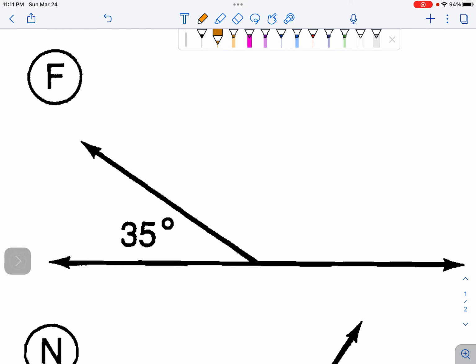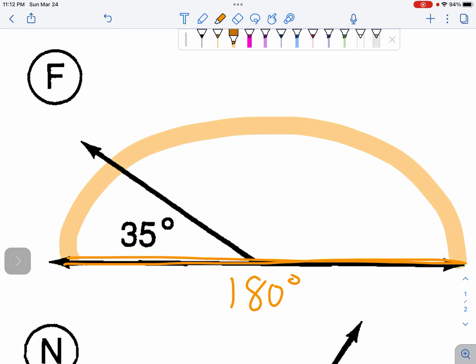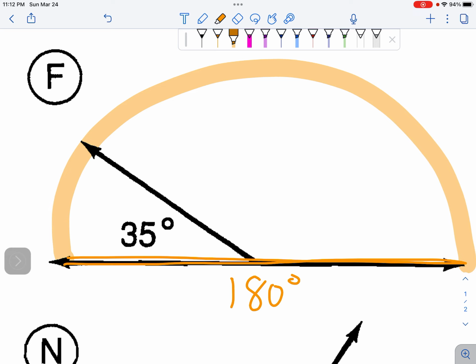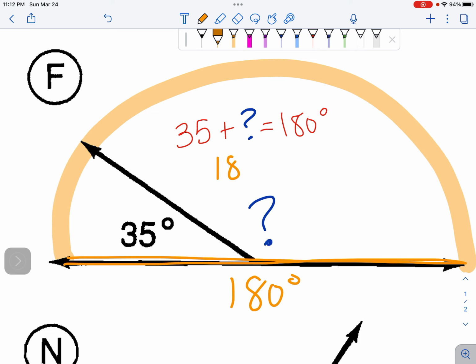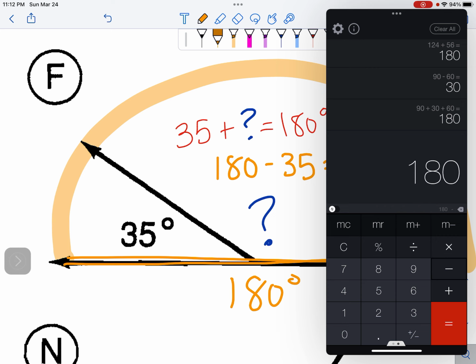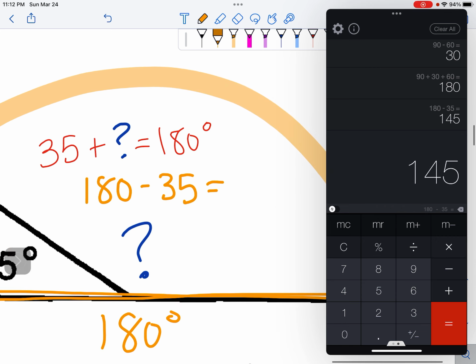I see along the bottom a straight line. Straight lines equal 180 degrees. From one arrow to the other arrow, you can kind of see half a circle. Not my best half circle. Maybe if I make it a little more like this, you can see it. So this question mark right here, that angle, what does it have to equal so that together it's 180? So let's see, 35 plus question mark equals 180. And if I don't know what that is, I'll turn it around. 180 minus 35 equals 145 degrees.